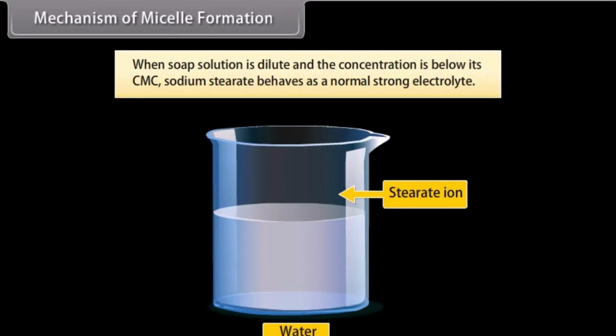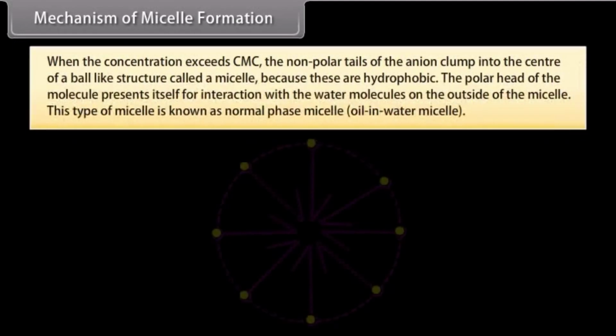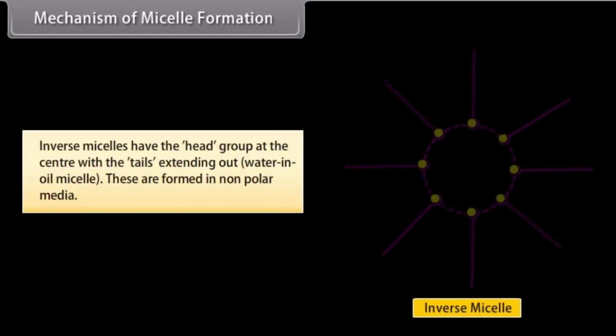When the concentration exceeds CMC, the non-polar tails of the anion clump into the center of a ball-like structure called a micelle because these are hydrophobic. The polar head of the molecule presents itself for interaction with the water molecules on the outside of the micelle. This type of micelle is known as normal phase micelle. Inverse micelles have the head group at the center with the tails extending out. These are formed in non-polar media.